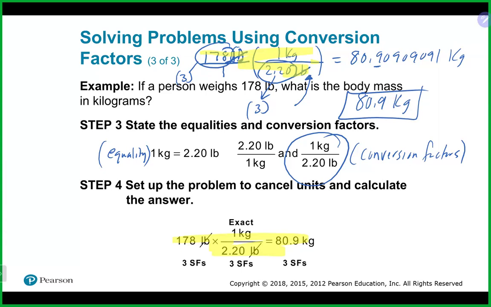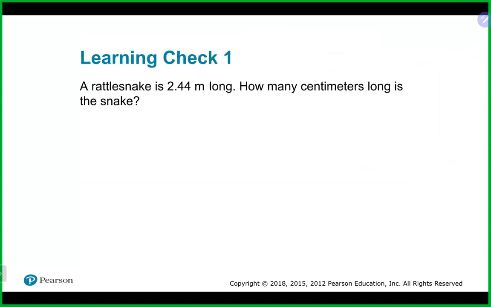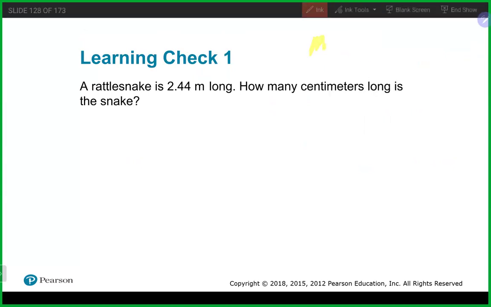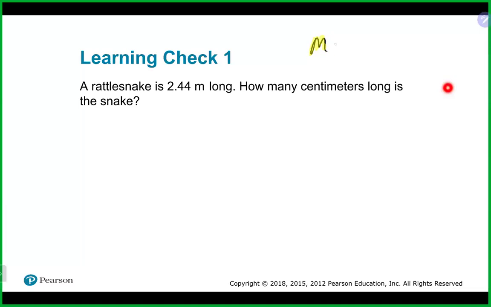All right, let's take a look at a few others here. So a rattlesnake is 2.44 meters long. How many centimeters is that? So again, we want to think about the units we're starting with, which is meters, and we want to end up with centimeters.